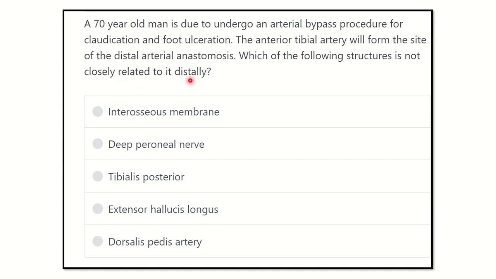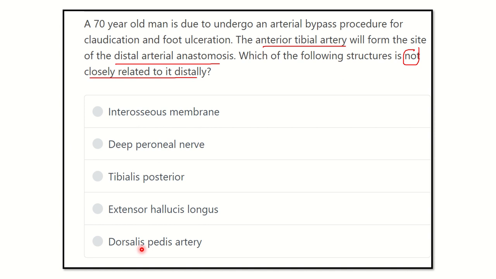So, first of all, we have to find out the main point from the question. They want to know about the anterior tibial artery distal arterial anastomosis, and which structure is not closely related to it distally. Here the options are interosseous membrane, deep peroneal nerve, tibialis posterior, extensor hallucis longus, and dorsalis pedis artery.